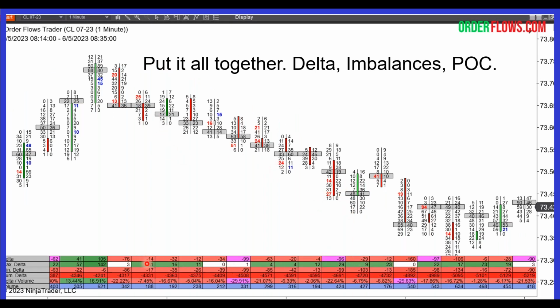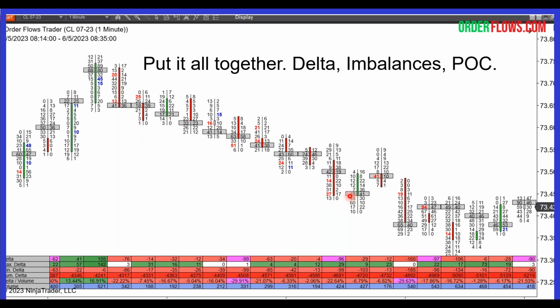What do you see? Clearest sign in the bar, looking at the point of controls. Every point of control is pretty much lower than the previous one. So you know volume is migrating lower. As volume goes lower, price also goes lower. So it's not just price going down, because price could go down on light volume. It doesn't mean anything. But if price goes down and the volume is going down, meaning more and more traders are transacting at lower prices, probably it's going to keep going down.